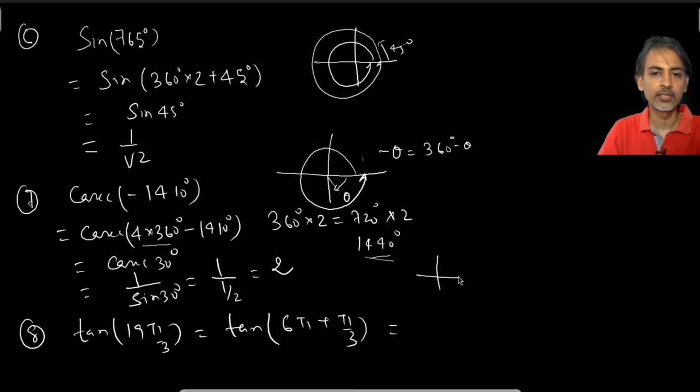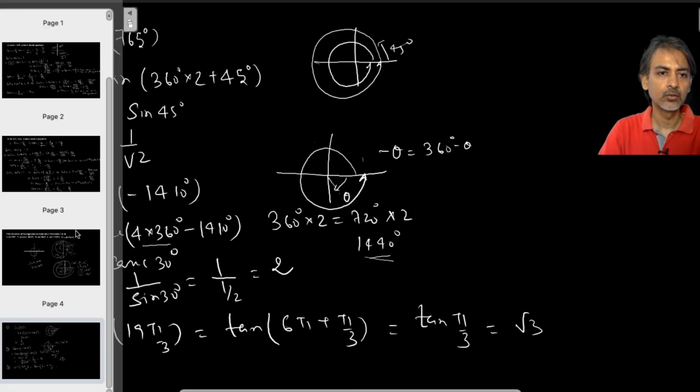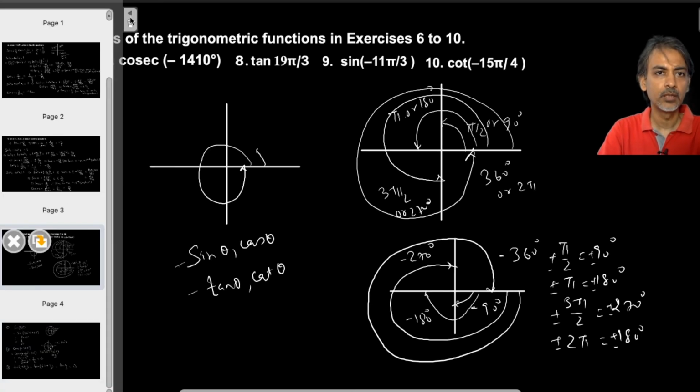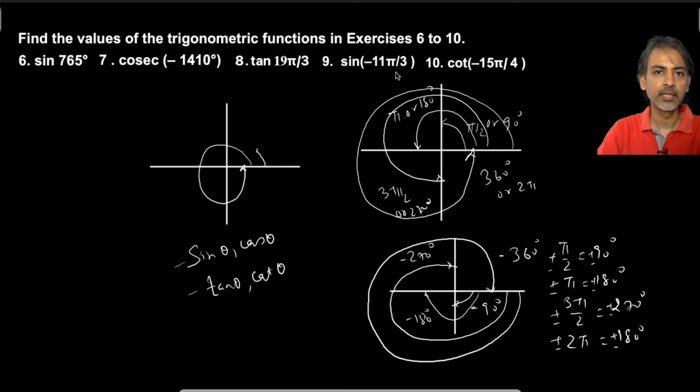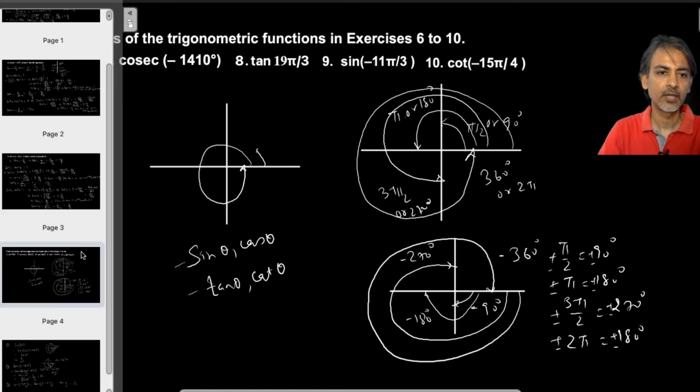And this is again, every pi is 180 degrees, you know that 2 pi would be 360 degrees. So this will be nothing but tan of pi by 3, and we know that tan of pi by 3 would be nothing but root 3. So this would be the answer, right? Now coming to the next problem. My next problem says minus of sine of minus 11 pi by 3, right?